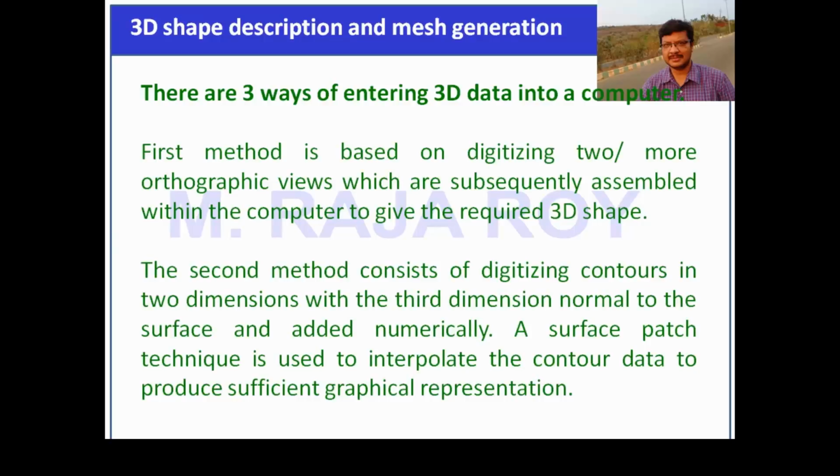3D shape description and mesh generation. There are 3 ways of entering 3D data into a computer. The first method is based on digitizing 2 or more orthographic views which are subsequently assembled within the computer to give the required 3D shape. The second method consists of digitizing contours in 2 dimensions with the third dimension normal to the surface and added numerically. A surface patch technique is used to interpolate the contour data to produce a sufficient graphical representation.